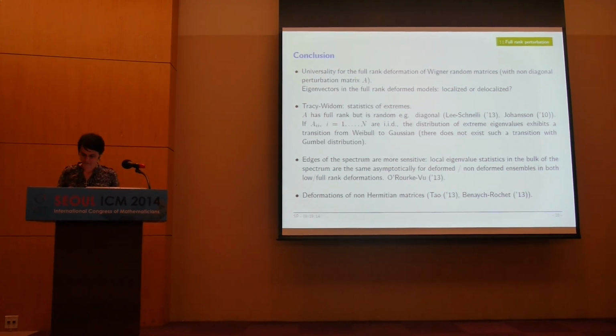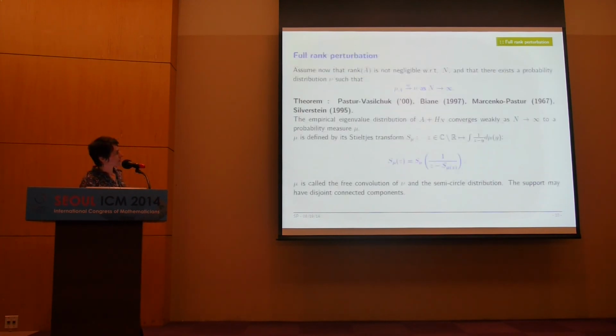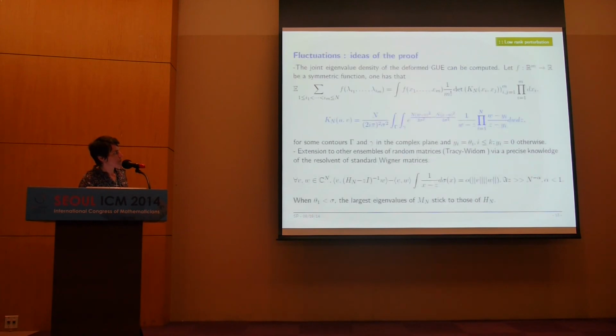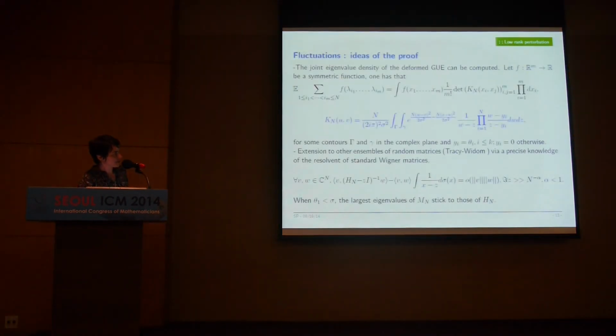So, the correlation kernel for deformed GUE. Whose result is that? The formula for the double integral formula of the kernel. This goes back to Johansson, the first study of the deformed GUE.